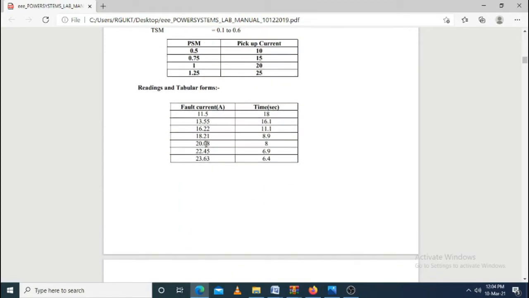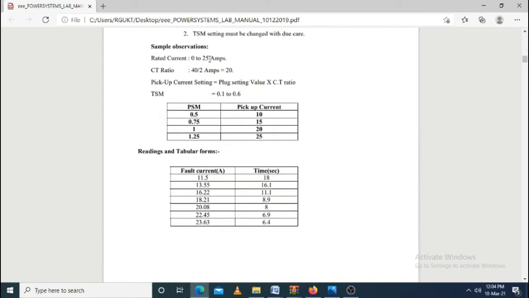So up to 23.63. Why? Because the rating of this is 25 ampere. Up to 25 ampere, I am applying with the help of the variac. We are increasing the voltage and current. So up to 23.63, and the corresponding time taken by the relay to operate is noted.